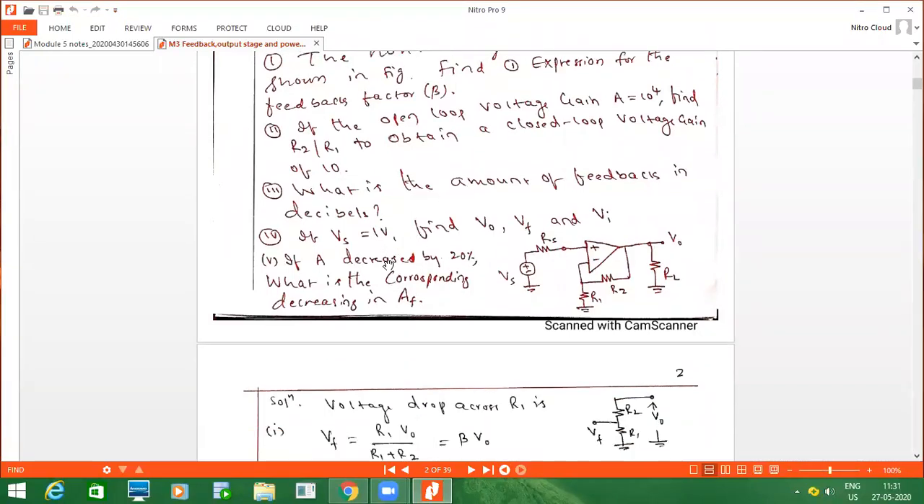Okay, this is the third question. Fourth question: if Vs, the supply voltage or voltage from the source, is equal to 1 volt, find V0, find Vf and Vi, we have to calculate.